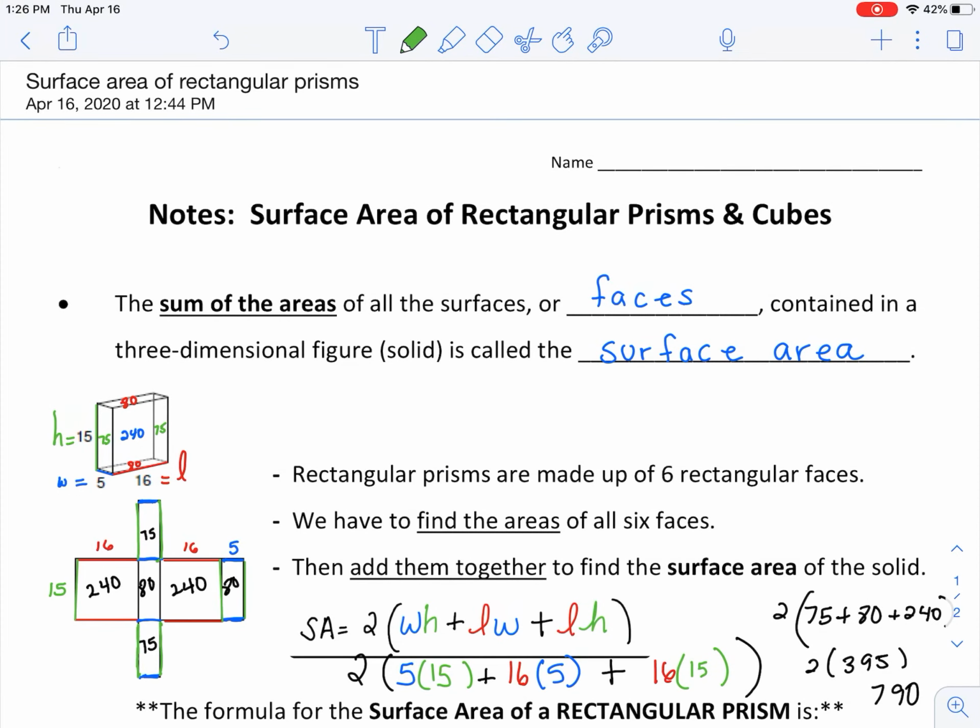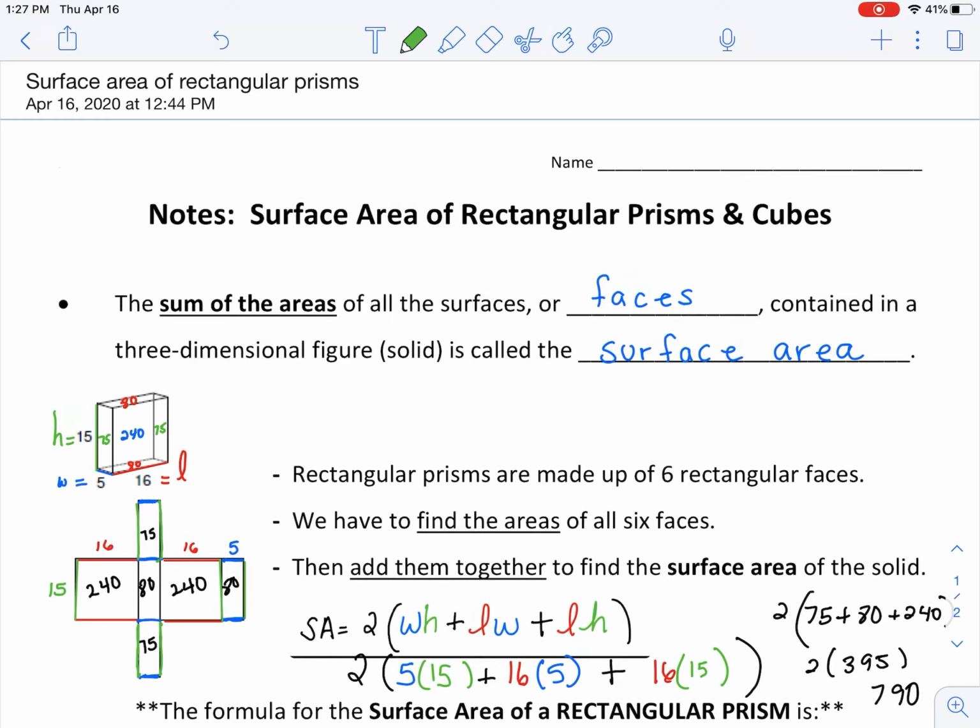Okay, so surface area of a rectangular prism. These ones get a little trickier at times because there's a lot to look at. So Kara, for you, you'd want to envision a cereal box. You know how it has a lid and a bottom, and then it has the two sides and then the front side of the cereal box and the back side.